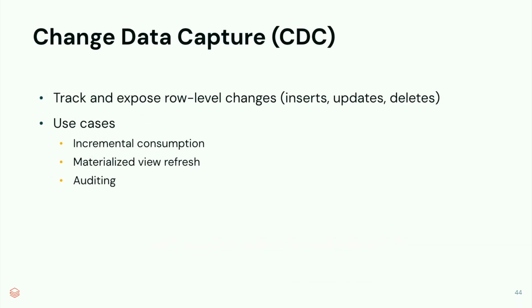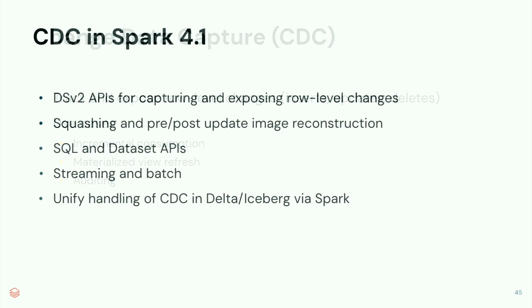Another one that I'm really excited about is built-in support for change data capture. So CDC is all about tracking and exposing row-level changes. It underpins use cases like incremental consumption, efficient materialized view refresh, auditing, and others. So far, table formats like Delta and Iceberg had their own ways of doing CDC, and honestly, both of them were a bit clunky. The reason for that is they were trying to work around the absence of built-in functionality for CDC in Spark.